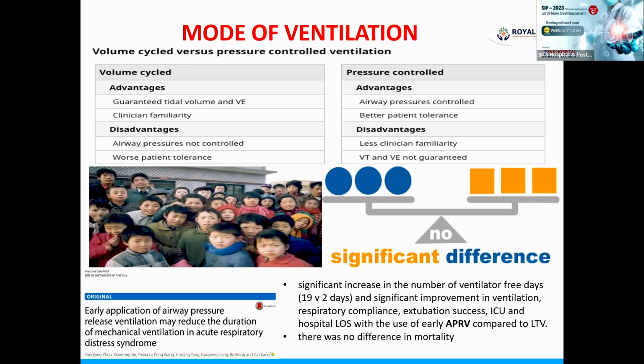But there was no difference in mortality. If you ask me whether this mode has to be used, if you have a ventilator which has this APRV mode and you are confident and comfortable in using it, you can use it. But buying a ventilator just because you want to have an APRV mode in your ICU, I'm not very sure about it.